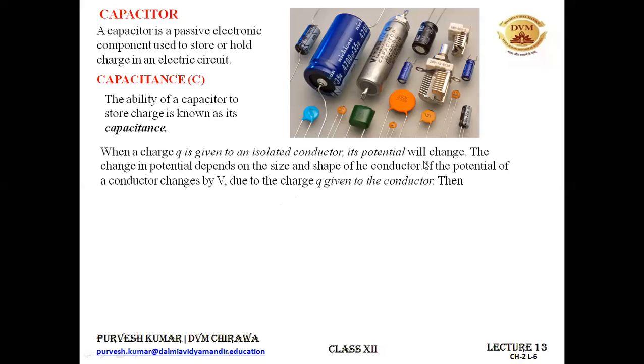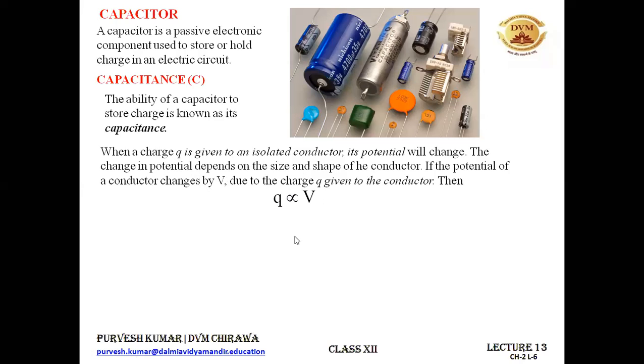If we are supplying a charge q to a conductor and that changes its potential by V, then we can say that q is directly proportional to V, because when we give this charge q to the conductor, its potential changes by V. If we give more charge, the voltage change will be more. So we can write q is directly proportional to V. The more charge you give and the more charge stored on a conductor, the more will be the change in its voltage or potential. So they are directly proportional.